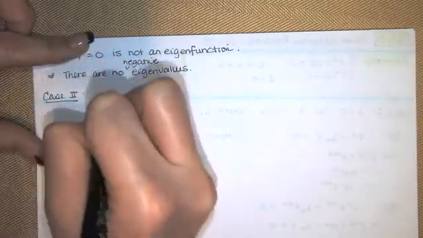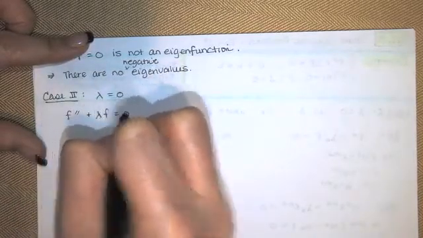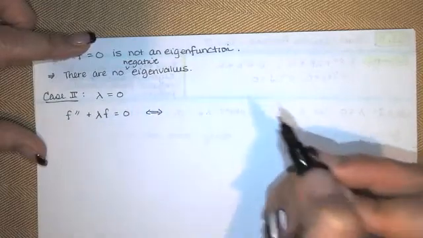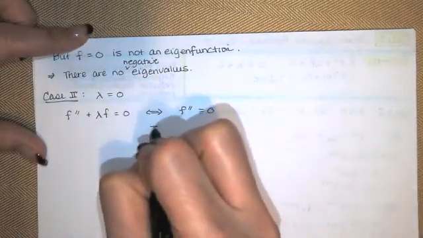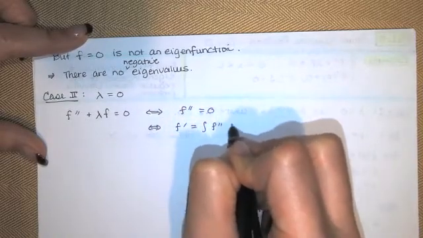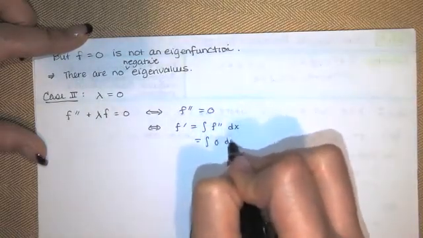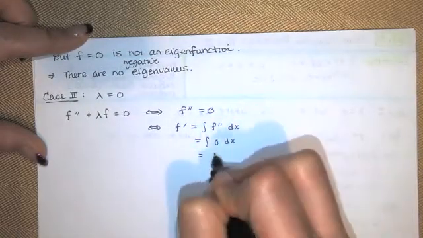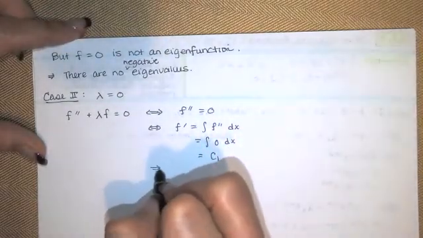Let's say that lambda is equal to 0. Now our differential equation looked like this. If lambda is equal to 0, we get f double prime is equal to 0. And that means that f prime is the antiderivative of 0. And of course, the antiderivative of 0 is just a constant, because the derivative of a constant is 0.